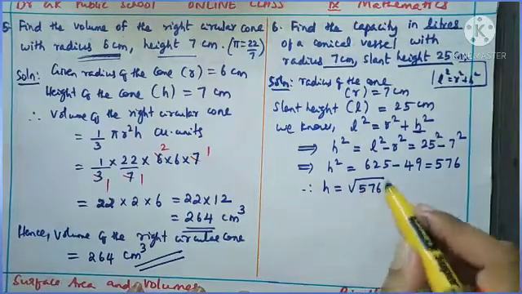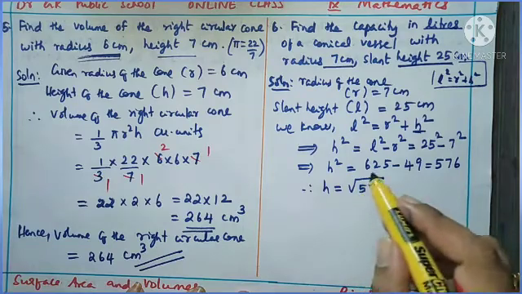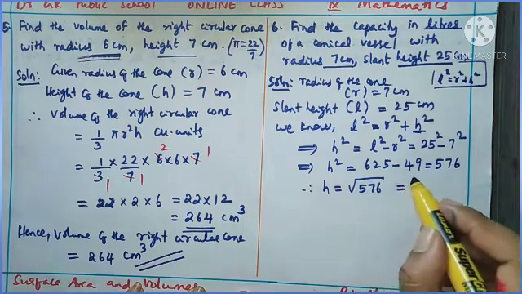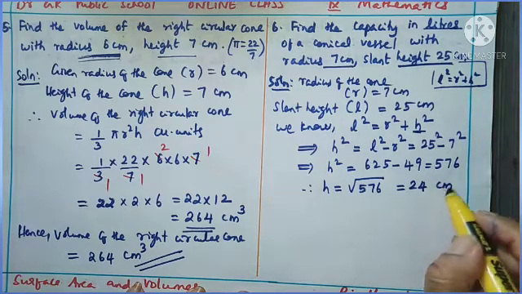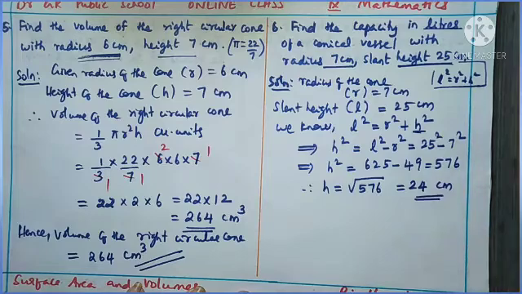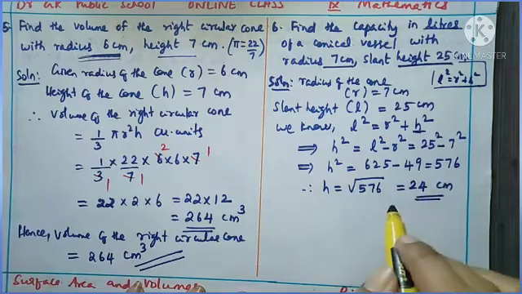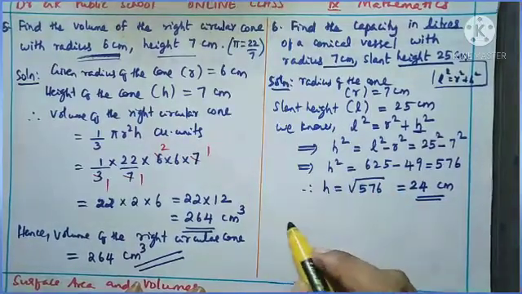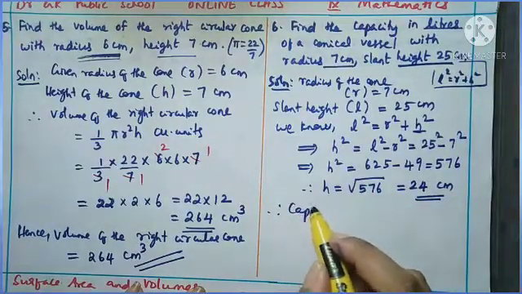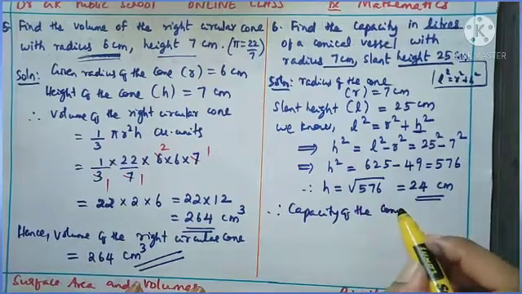So therefore value of h is root of 576. Find the root by long division. If you know directly also you can write. So find the root by long division, you will get 24 is the value of h. So 24 centimeter is the height of the cone. So thus from slant height and radius we got the height of the cone. Now what you want to find out? Capacity. Capacity means volume.